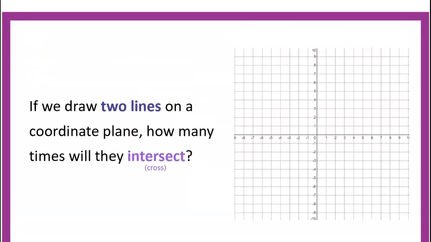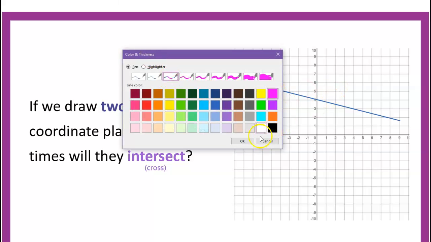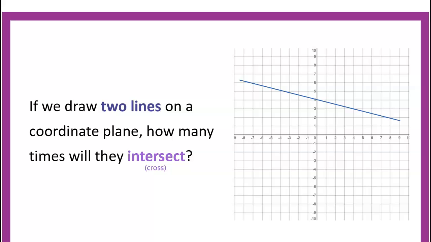So if we draw two straight lines on a coordinate plane, how many times will they intersect? What do you think? We just talked about lines that only intersect once, right? So if we draw a line there, and maybe let's get a different color. Draw a line. Oh, I still need my line tool. We draw a line here. Those two lines intersect exactly once at this point right here. Now that didn't fall specifically on integers, that fell kind of in the middle of the square, but that's okay. It still only intersected exactly once.